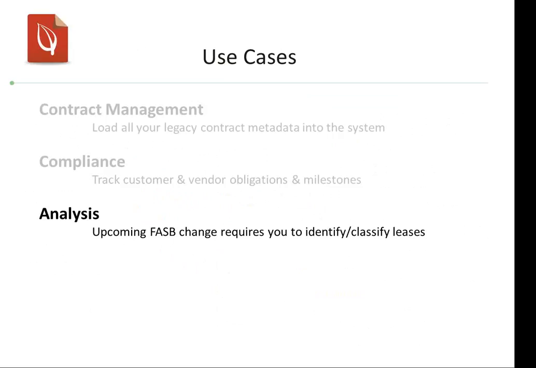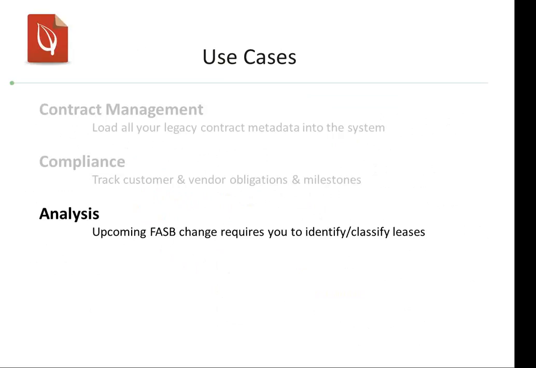Our customers use it for analysis. They want to find contracts that have certain characteristics. Often this is triggered by some sort of a change, maybe a merger or acquisition. You want to know what's assignable. You want to know what contracts contain certain levels of risk based on certain attributes.